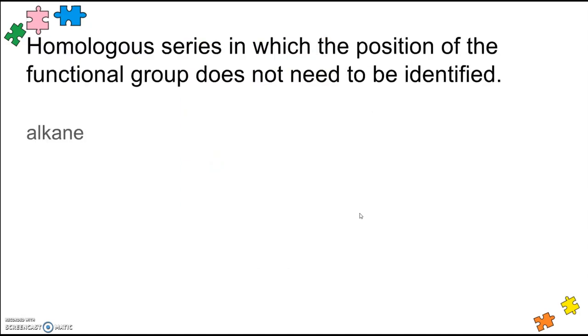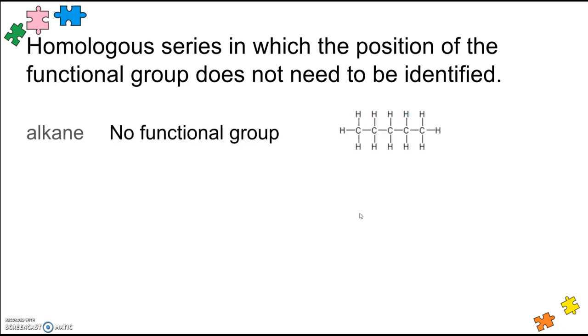There are a couple of homologous series where the position of the functional group does not need to be identified, because it can only be in one place. The first example that I want to look at is the alkanes. As you know, the alkanes do not really have a functional group. It all consists of single bonds. So there is no position for the indication of a functional group.